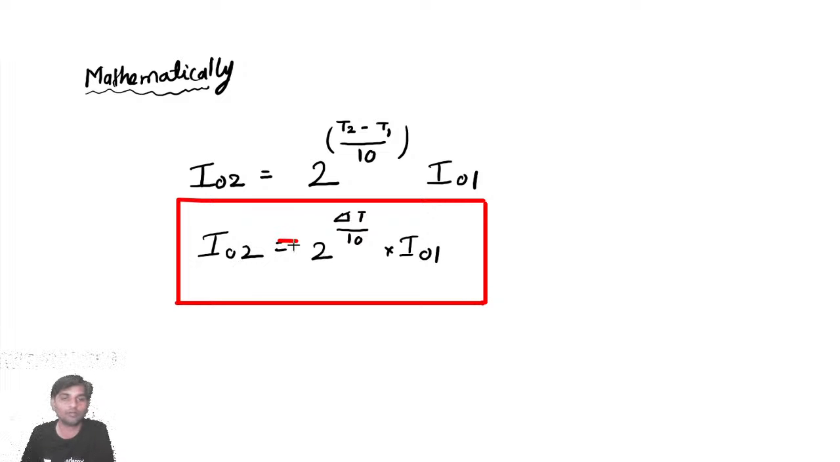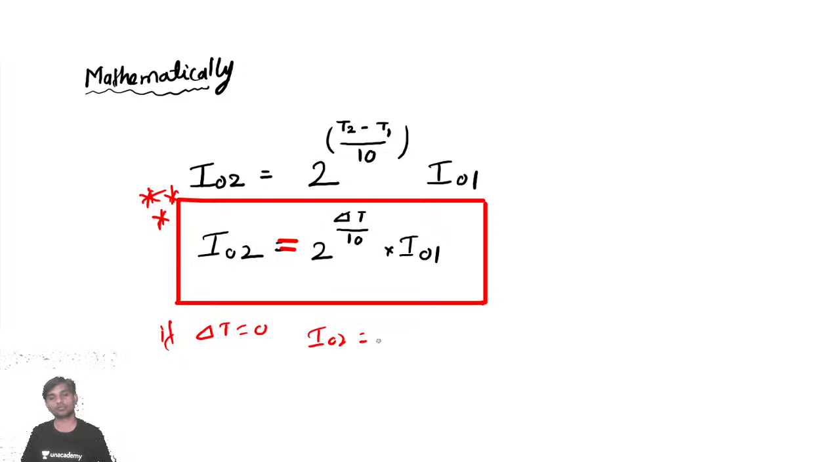You will get many problems from this. Very important. I02 is equal to 2 power delta T by 10 into I01. You substitute whatever you want. If delta T is 10, then I02 is equal to 2 power 10 by 10 into I01, that is 2 into I01. So I02 is going to be 2 into I01.